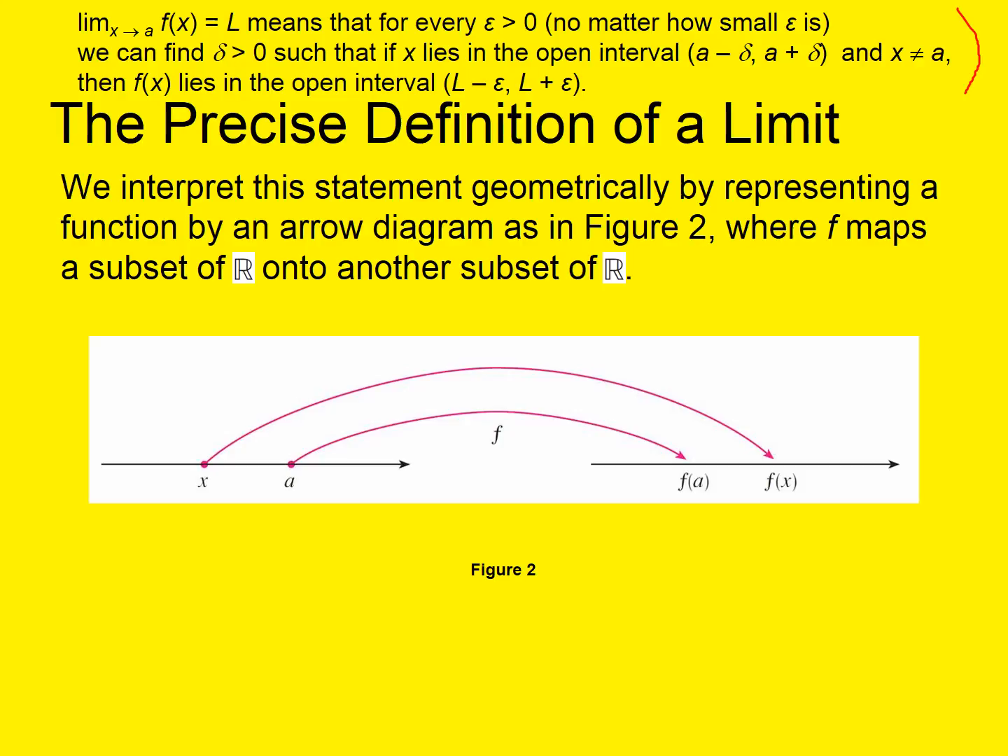I didn't mean you should memorize this version of it. Memorize the definition 2, and then the picture in your mind could be any of these pictures. Okay, so here's a picture, an arrow diagram. f maps a subset of the set of real numbers onto another subset of the set of real numbers.